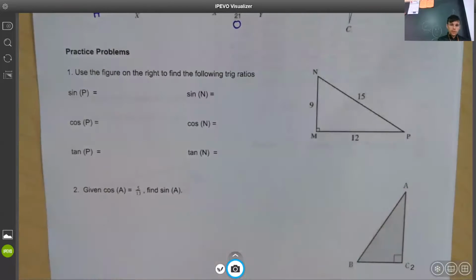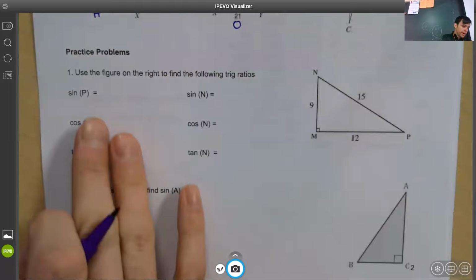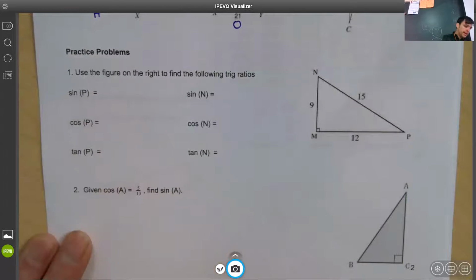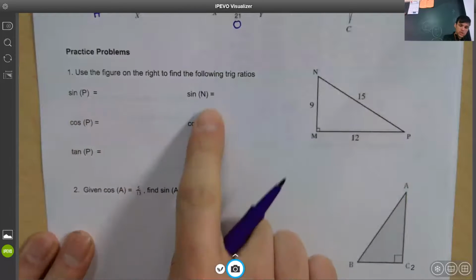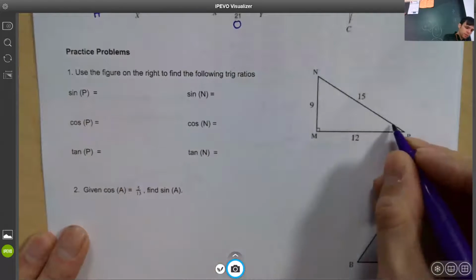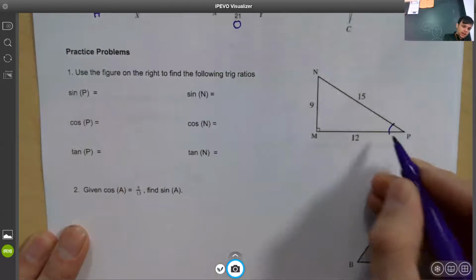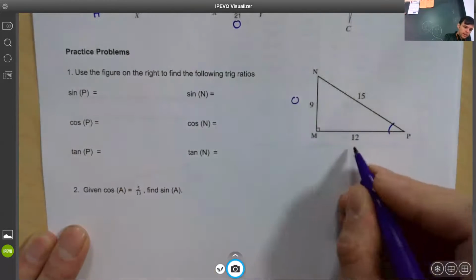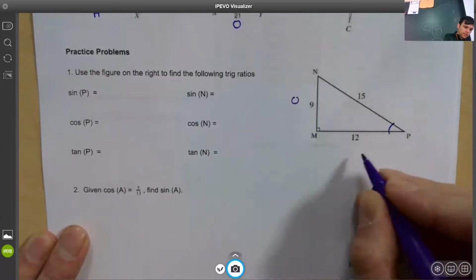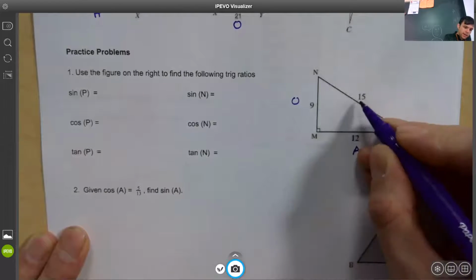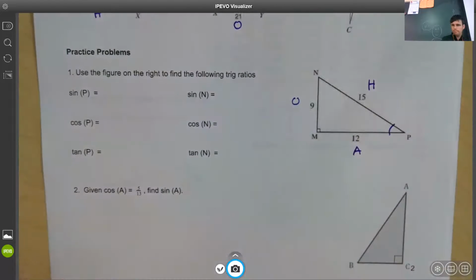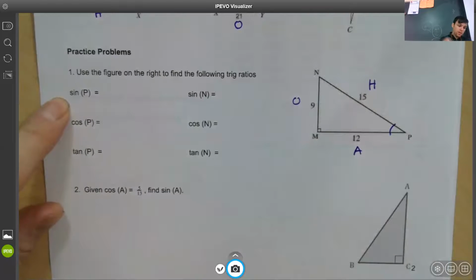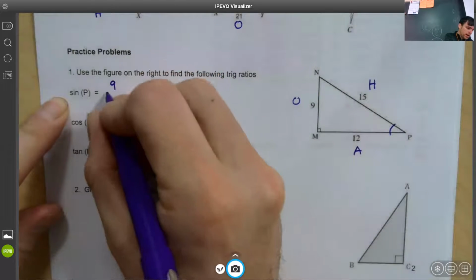All right. So for number one, we're using this triangle. We're going to identify the sine, cosine, and tangent of angle P, and then we're going to switch that and look at angle N. So I'm going to start with angle P. That's right here. This side over here, 9, is my opposite side. Right here, this one is the adjacent, it's the leg that is next to it, and then our hypotenuse is over here. Sine is opposite over hypotenuse, so that is 9 over 15.